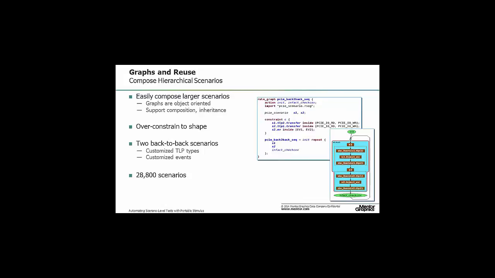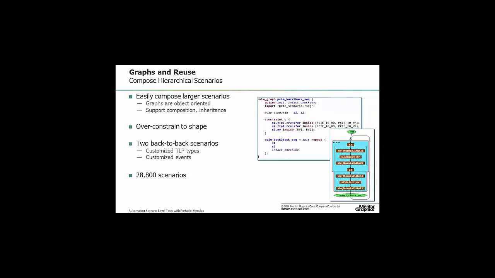So the next step would be to take this one level up to create a larger, more complex scenario. Because of the object-oriented nature of the language here, it's very easy to reuse what we already have. So here I have created another scenario called PCIe back-to-back. So we're going to do 2 of these scenarios as previously, back-to-back to one another. So we import the scenario that I just showed you, that does TLP event and TLP. And we have 2 instances of that now.